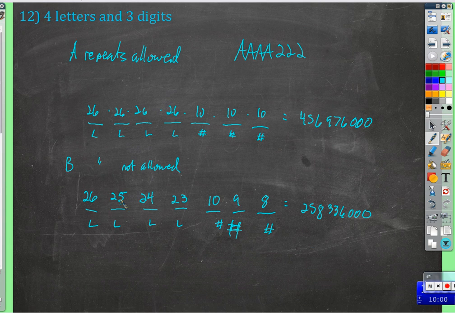Okay, so the main idea here is that when you're arranging things from a set of things, and the set we're choosing from would be the letters in the alphabet, and you can't repeat, and that happens particularly when you're trying to arrange, say, people, you can't repeat people. The same person can't be two things at once or two places at once. So we step it down by one each time.